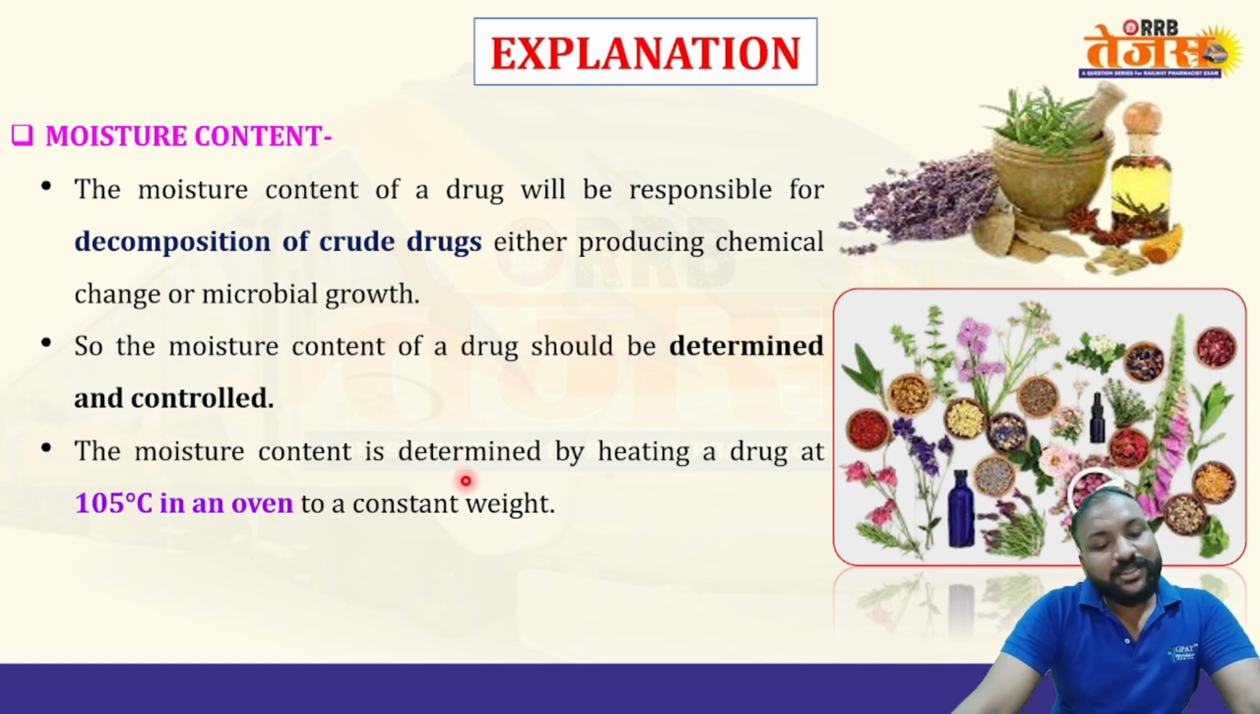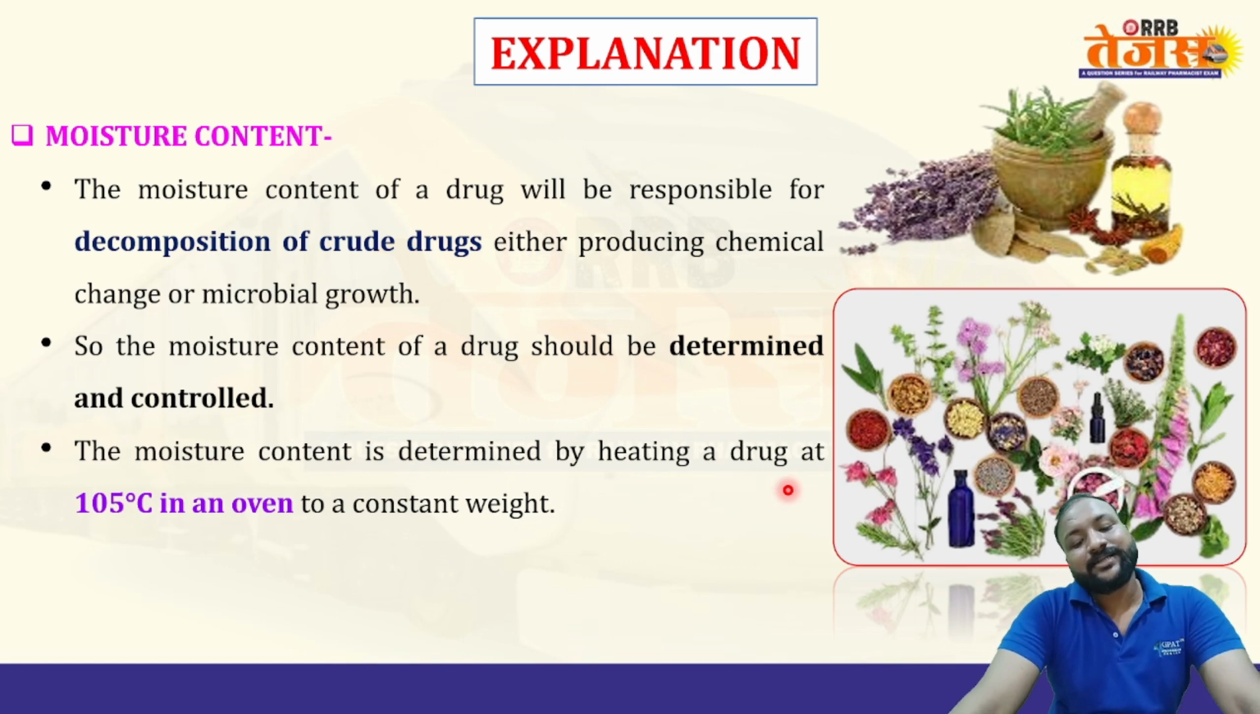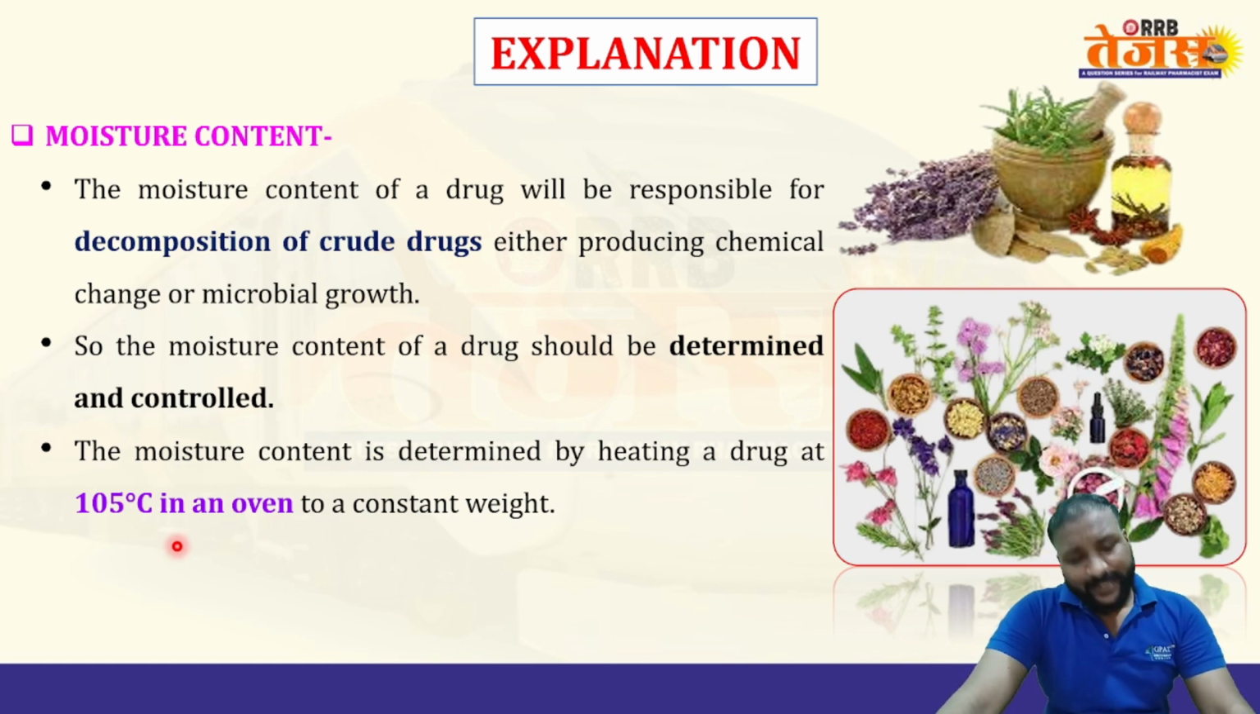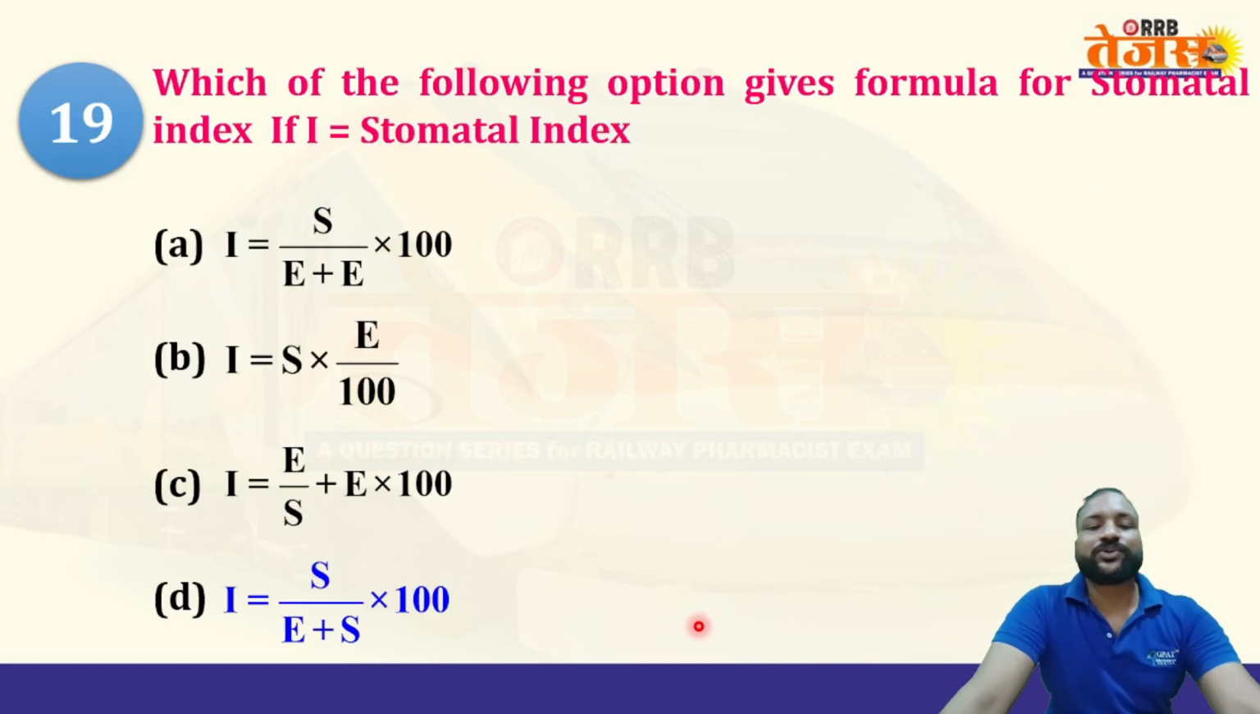The moisture content is determined by heating a drug at 105 degrees centigrade in an oven to a constant weight. So this is the temperature required to check the moisture content. Next question in this.